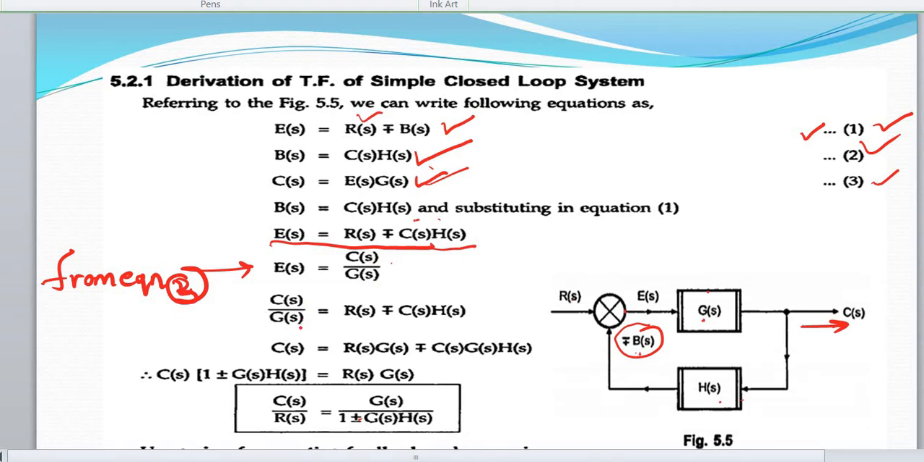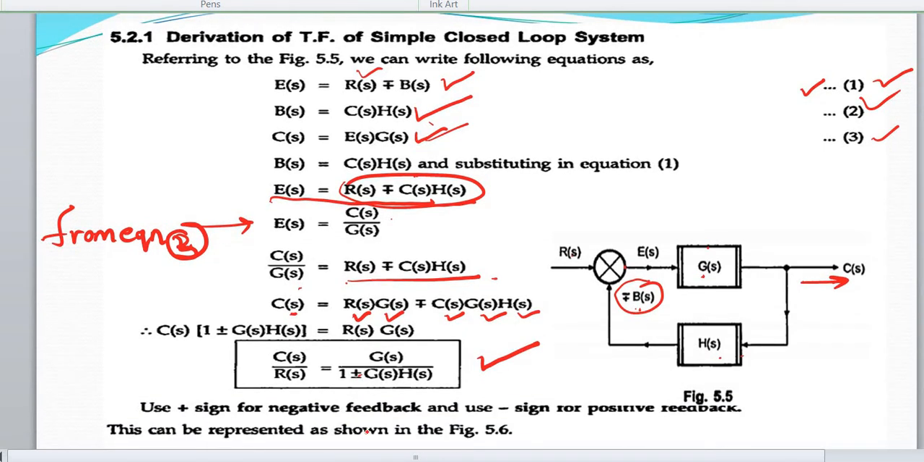So C(s)/G(s) is equal to, substituting this here, R(s) minus or plus C(s)H(s), or C(s) is equal to R(s) G(s) minus or plus C(s)G(s)H(s). Okay, so with this we get C(s), taking C(s) common, into bracket 1 plus or minus G(s)H(s), equals R(s) into G(s), or C(s)/R(s) is equal to G(s) upon 1 plus or minus G(s)H(s). Okay. This is one formula which we are going to use.